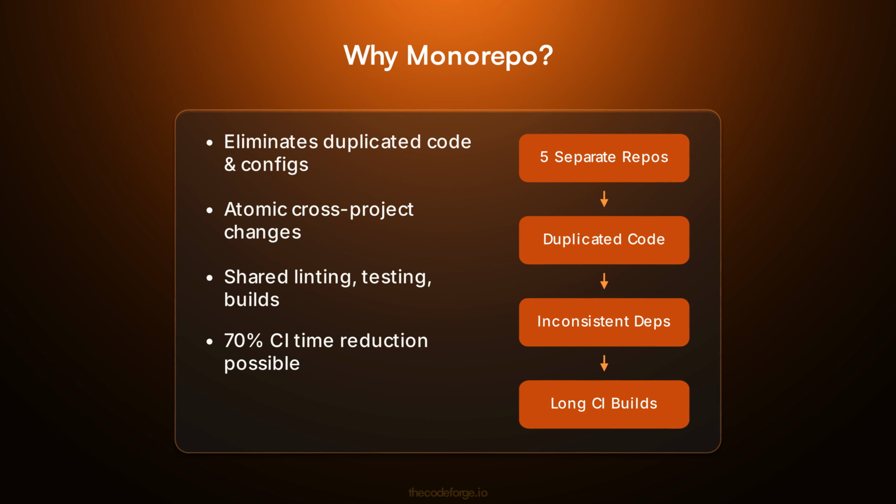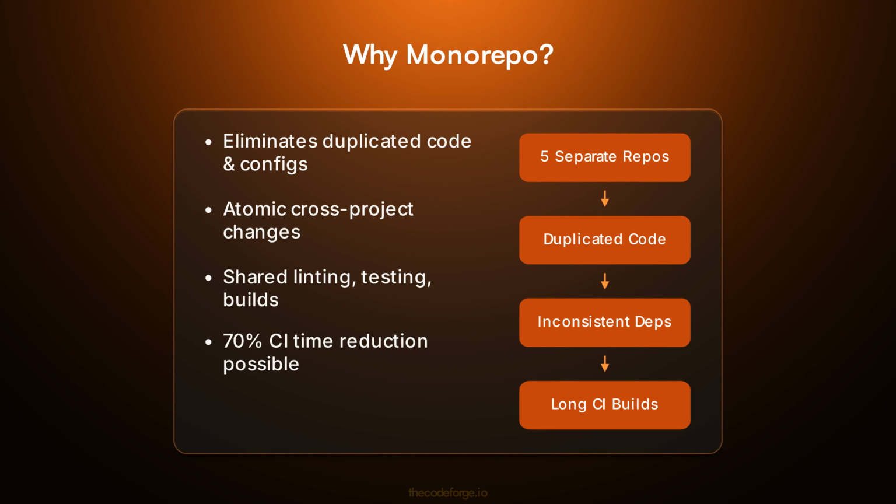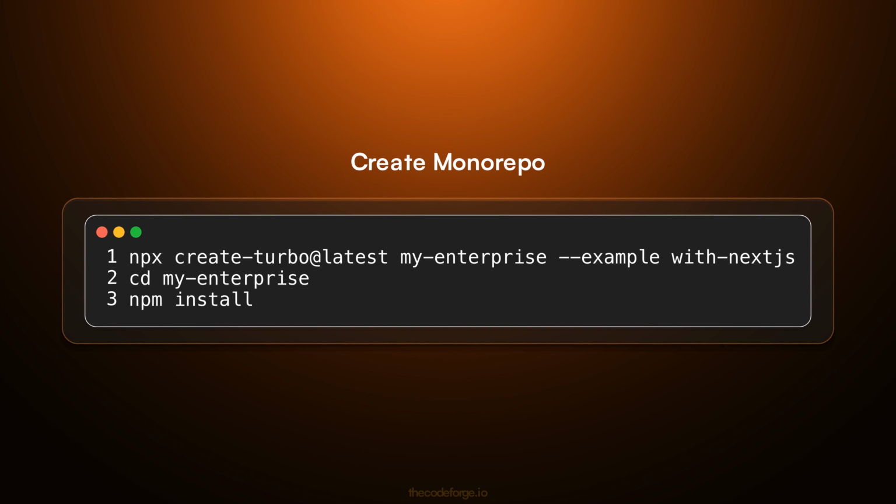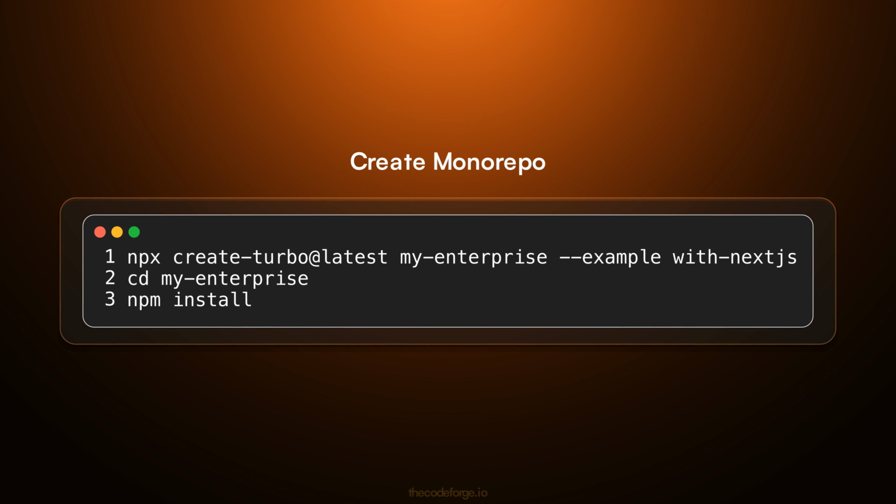Managing multiple Next.js applications independently leads to duplicated code, inconsistent dependencies, and fragile cross-project coordination. A monorepo consolidates all projects into one repository, enabling shared tooling and atomic changes. Turborepo adds intelligent caching and parallel execution, reducing CI times from hours to minutes. Start by scaffolding a Turborepo monorepo with the with-nextjs example. This creates the basic structure with apps and packages folders.